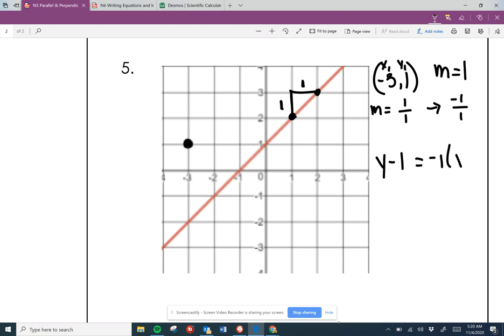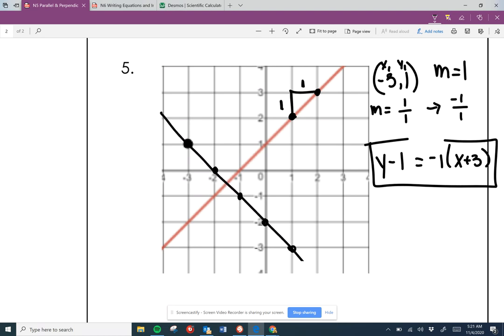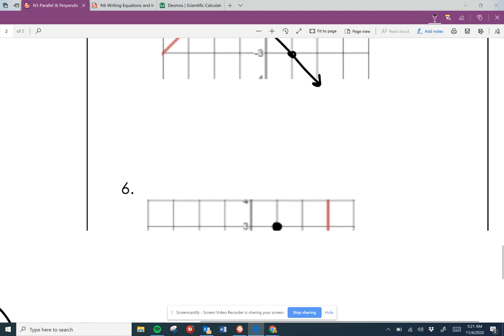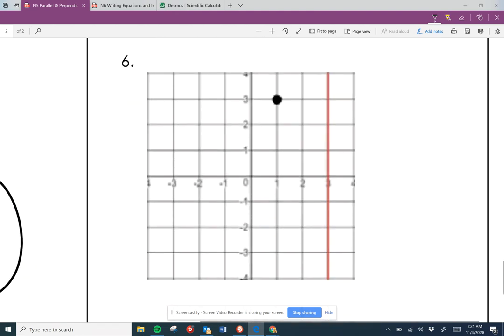Okay, here I need it to go through my point, which is 1, 3. The slope of this red line, this is a vertical line, so it is going to be undefined. As we talked about in the examples, the opposite of undefined is 0. I need a horizontal line with a slope of 0 in order to write my equation. So I would have y minus 3 equals 0 times x minus 1.